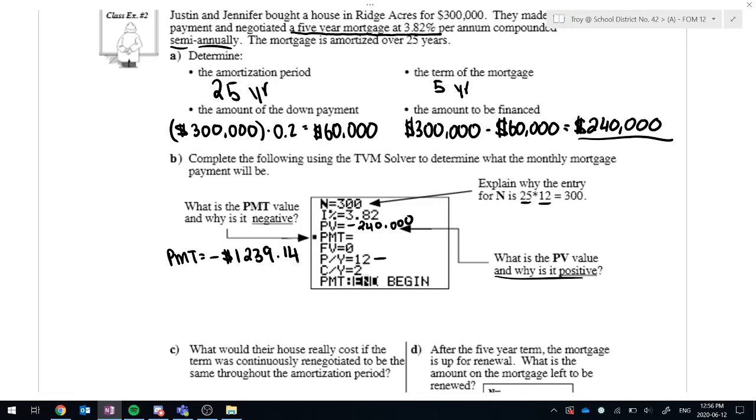Oh, sorry, I made a mistake here. This is positive, obviously. It says, why is it positive? Haha. Sorry, so that's positive. This one's negative. This one's negative because that's the money they're paying out of pocket to pay for their loans. That's the money leaving their pocket. And the PV value is positive because this is essentially the money the bank has given them to pay for their house. Sorry, my mistake. Okay, so if we filled in everything here, we would get the PMT value to calculate $1,239.14 for their mortgage payment.